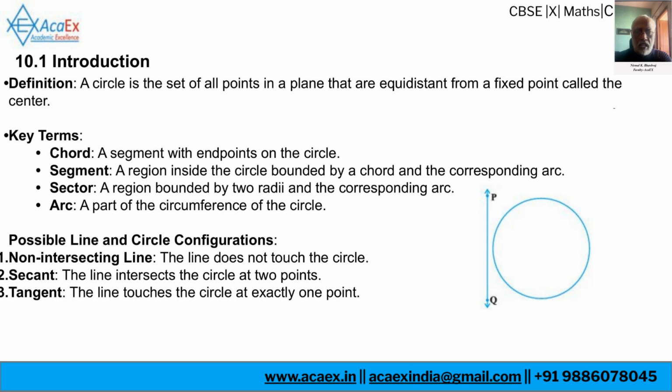When considering a line and a circle, there are three possible arrangements. Non-intersecting line, the line does not touch the circle at all. Secant, the line intersects the circle at two distinct points. Tangent, the line touches the circle at exactly one point.